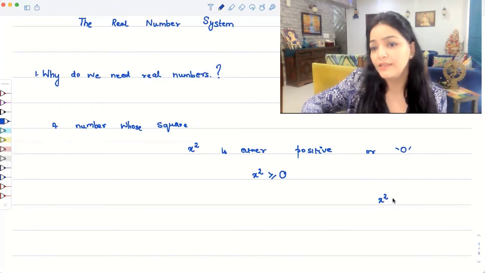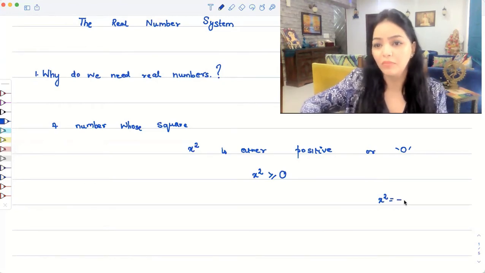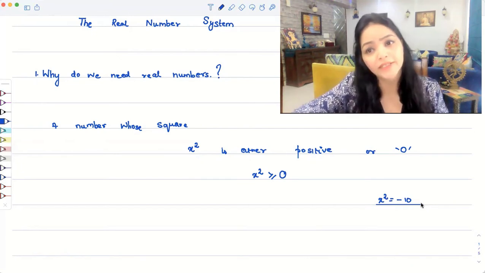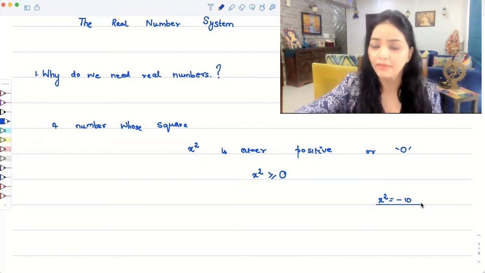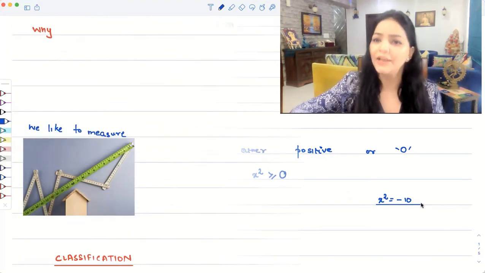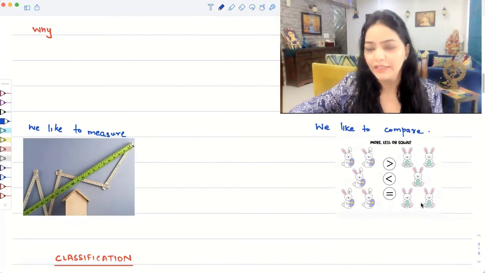In case x is equal to minus of some number, say minus 10, this is unreal. Because logically, when you have a real number, be it a positive or a negative real number, when you multiply it by itself, it must be positive. If that's not happening, then it's not a real number. Well, now let's try to classify real numbers.